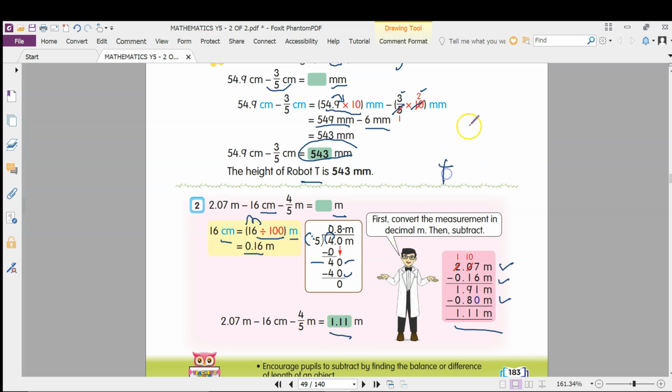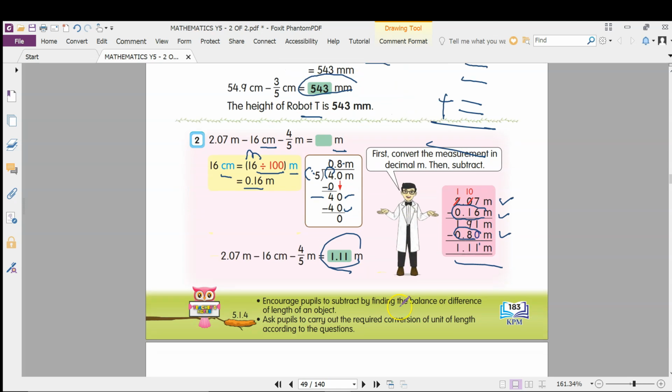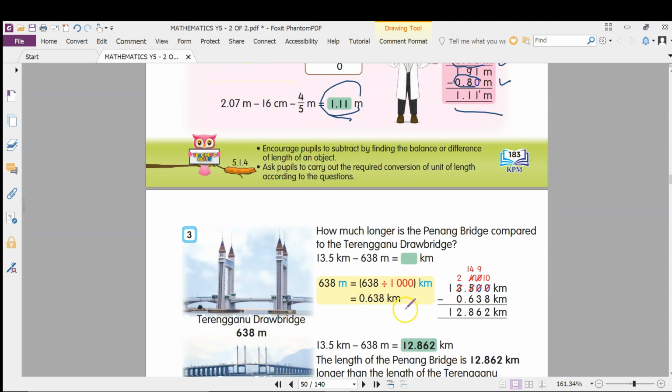Now when you do plus, you can do 3, 4 rows plus together, but when you do minus, you cannot. You have to minus 1 by 1. Okay, so minus 0.16 first, get your answer, then minus 0.8, then get your answer. Okay, you have to minus 1 by 1. There's no shortcut for that.